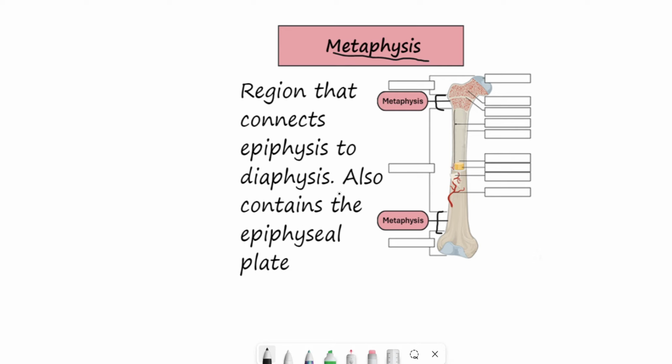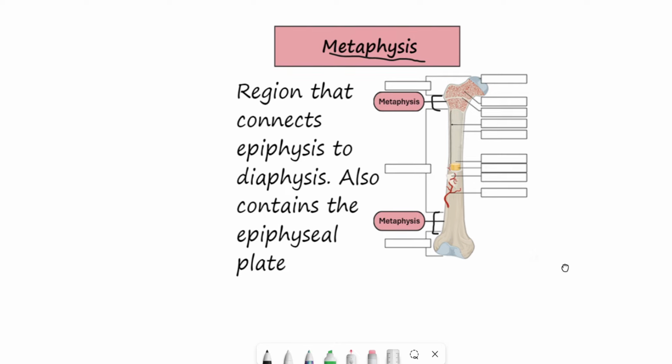And the metaphysis is also the region that contains the epiphyseal plate. Your epiphyseal plate is what enables your bone to grow as you get older, and over time it transforms into something else once growth has stopped within the body.